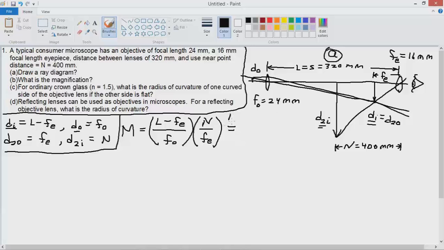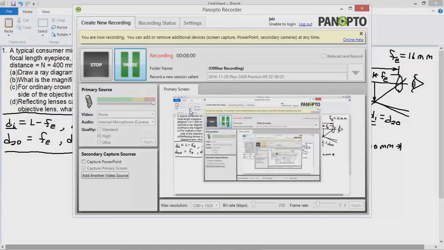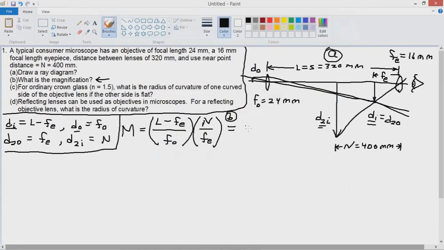This is part B of the problem. Question B. I'm going to pause the recording for just a moment to do the calculations. Rounded to 3 sig figs, I get an answer of 317 times magnification. Part C. For ordinary crown glass, you have the objective, it looks like this.